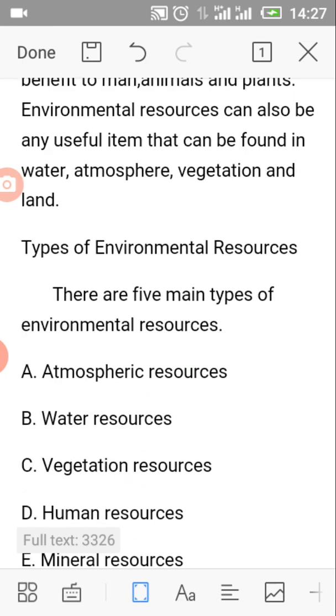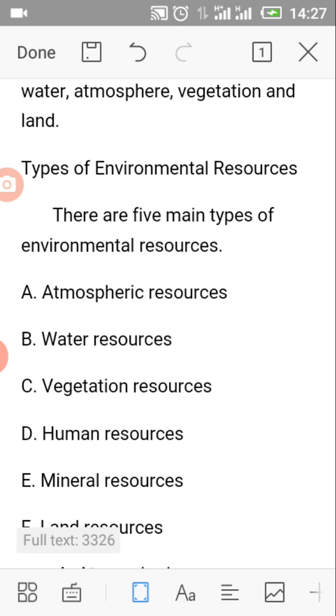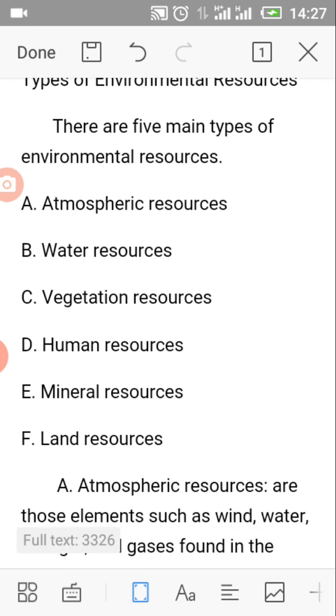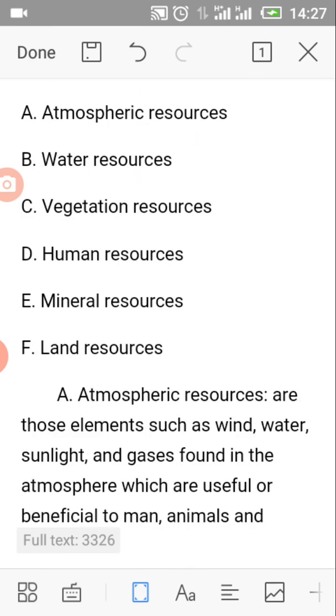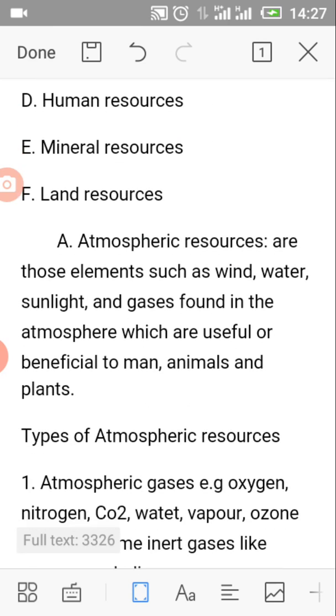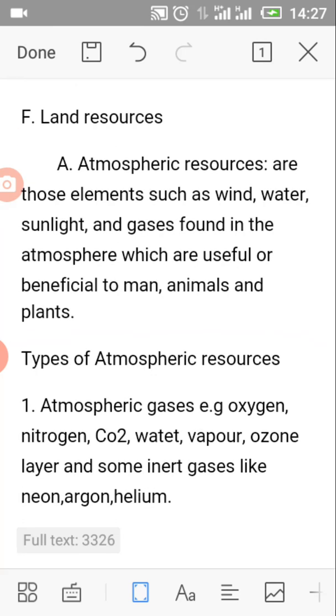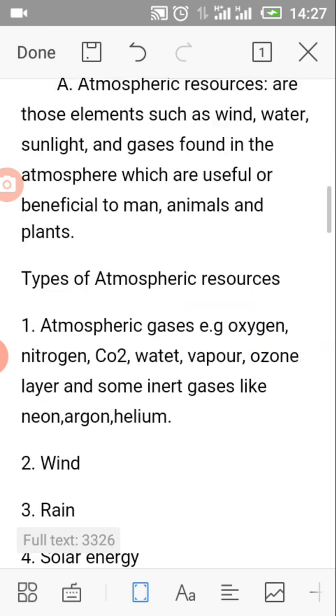Types of environmental resources. There are 5 main types of environmental resources, and these include atmospheric resources, water resources, vegetation resources, human resources, mineral resources, land resources. What are atmospheric resources? They are those elements such as wind, water, sunlight, and gas found in the atmosphere, which are useful or beneficial to man, animal, and plant.